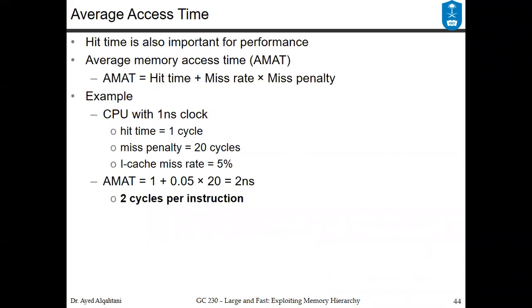There is another way to measure the cache performance, which is by calculating the average access time. The point here is that the hit time is also important for the performance. And to get the AMAT, or the average memory access time, you say that it's equal to the hit time plus the miss time. And the miss time is actually the miss rate times the miss penalty.